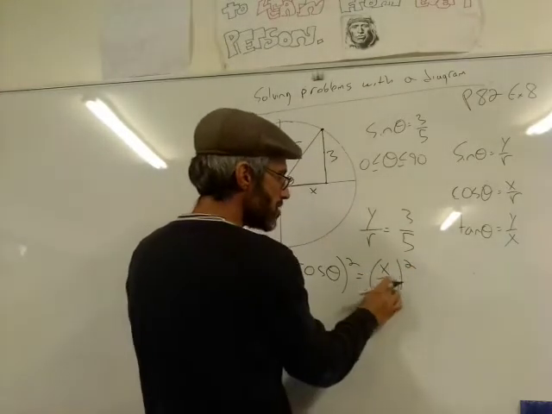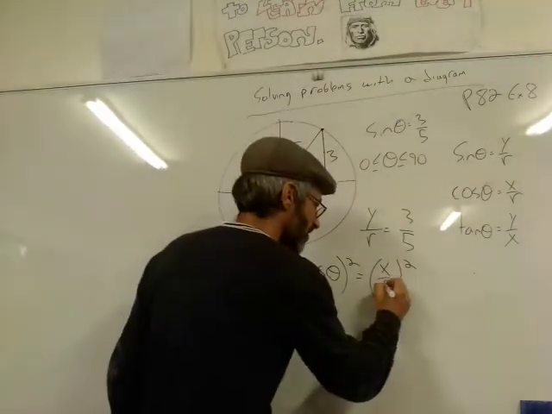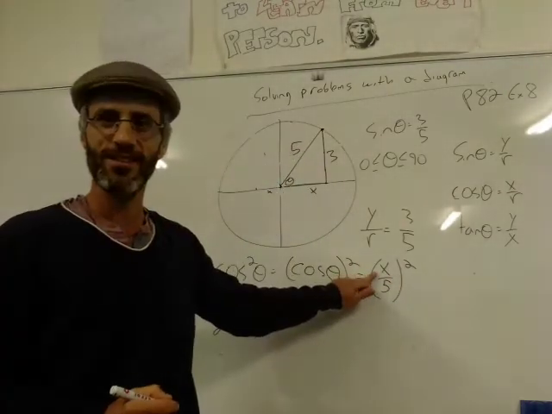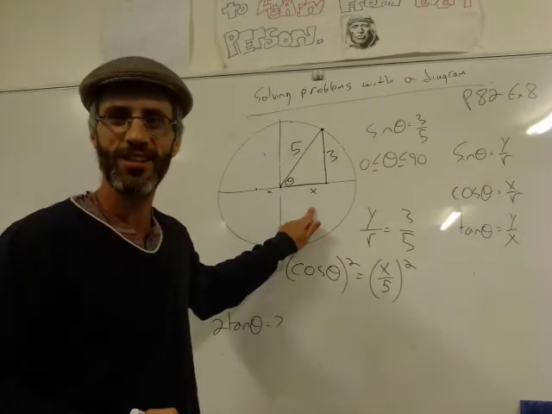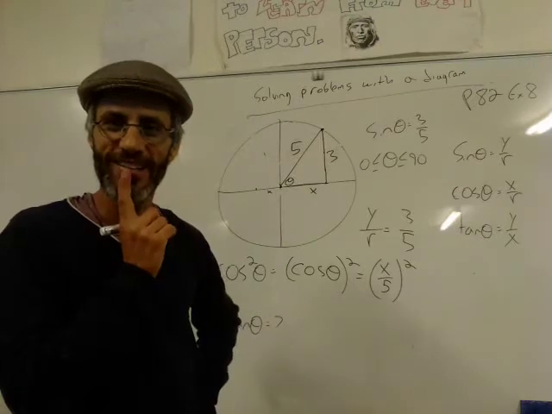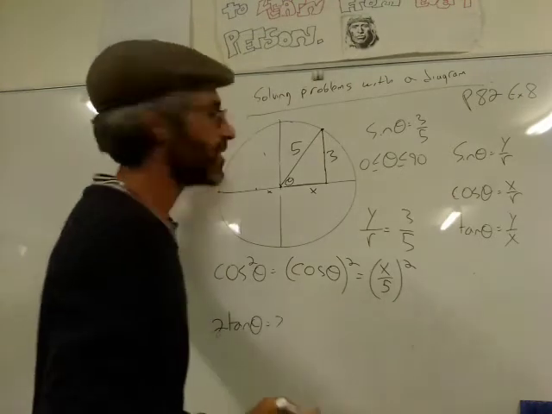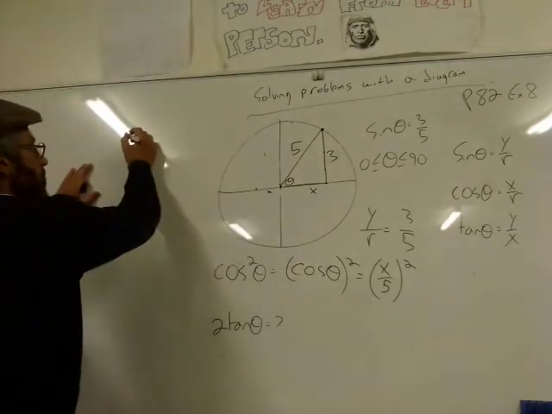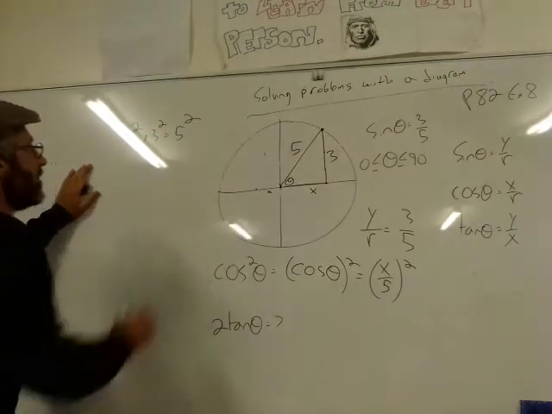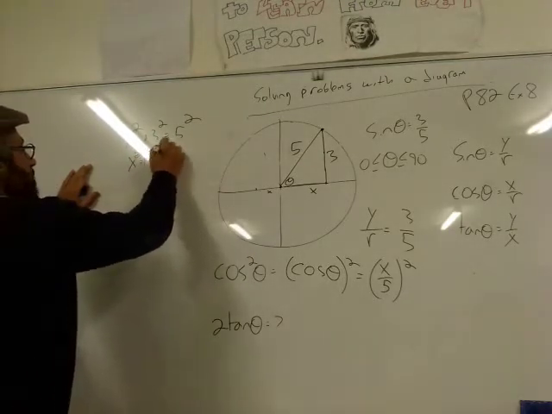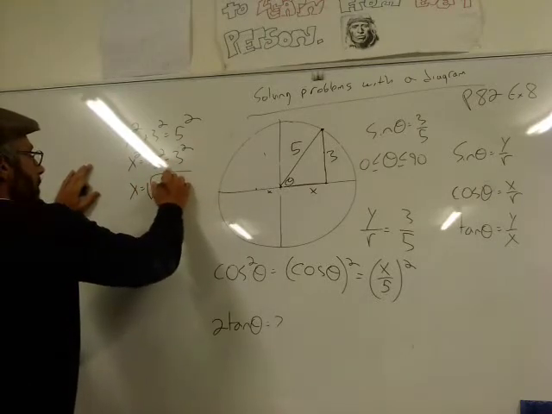Now, I know that r is 5, right? But I don't know what x is. Okay, I know what y is, I know what r is, but I don't know what x is. Any idea how we're going to find x? Of course, Pythagoras, okay? So I'm going to just write it down here. Will you be able to see it? Okay, so I know that x squared plus 3 squared equals 5 squared. Therefore, x squared equals 5 squared minus 3 squared. X equals the square root of 5 squared minus 3 squared.